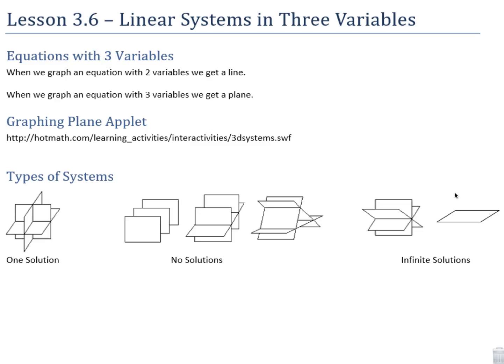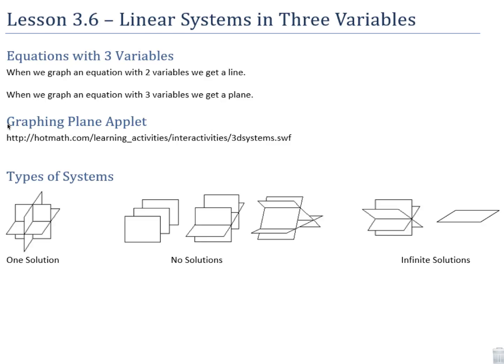Lesson 3.6, we're going to look at linear systems with three variables. So far, we've just usually had an x and a y, but now we have an x and a y and a z, or a, b, c, or whatever it might be. But when we graph an equation with two variables, we get a line. Three variables, we get a plane.